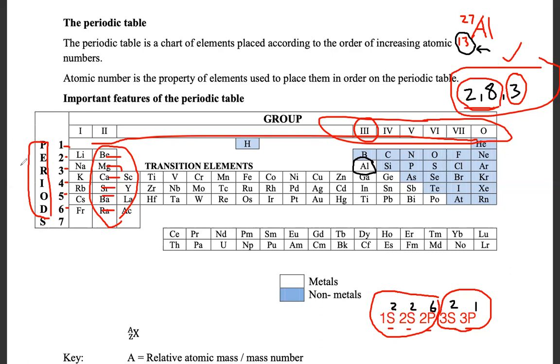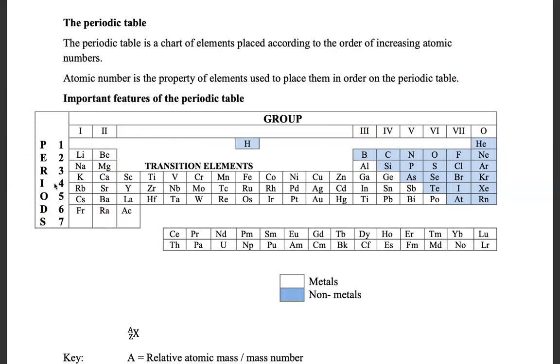So we can now start discussing the periodic table in detail. And what we are starting with are the periods. What are the periods? Why are elements arranged like this? That's what we are looking at.